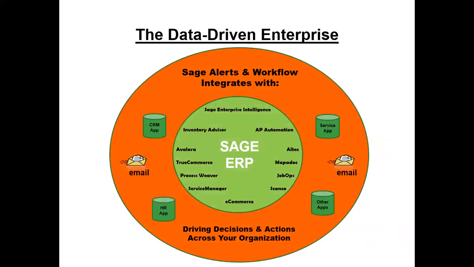In fact, alerts and workflow can read any data that sits in a relational database. So whether it's SQL, Oracle, Sybase, Informix, Access, FoxPro, the list goes on. Alerts and workflow can also integrate with solutions outside of the Sage world, whether they're from other vendors or even homegrown solutions. And don't forget that alerts and workflow also has the ability to monitor the content of incoming email messages.